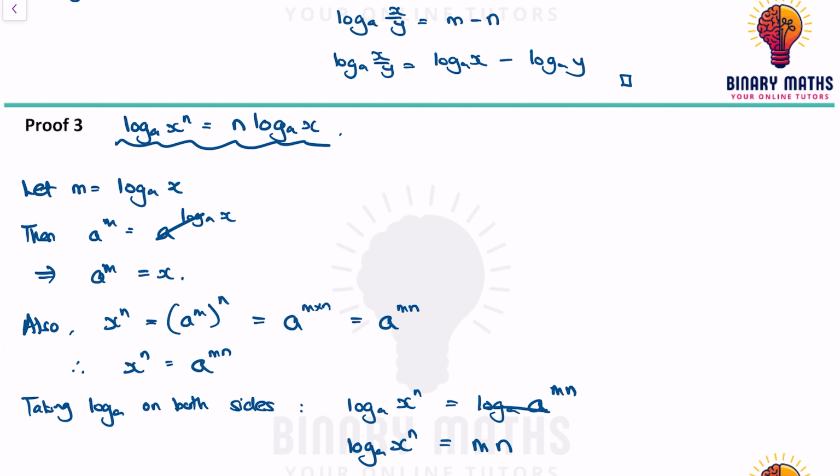But m is just log base a x, times n, which you can rewrite by flipping it over as n times log base a x, which is what we're trying to prove. So those are the three proofs. Now remember, they're not essential for the course, but it's good to know where we got those rules from.